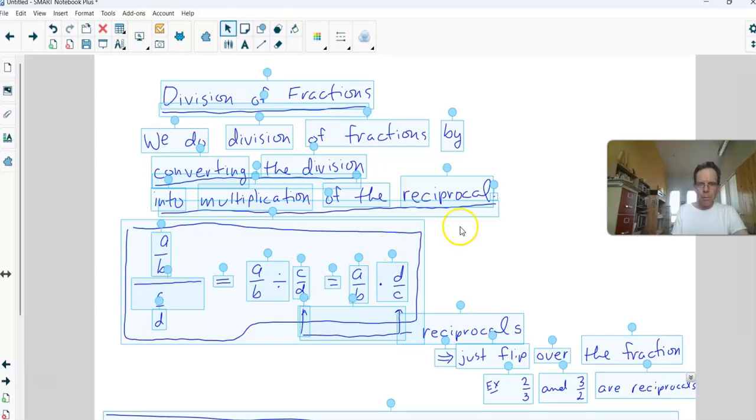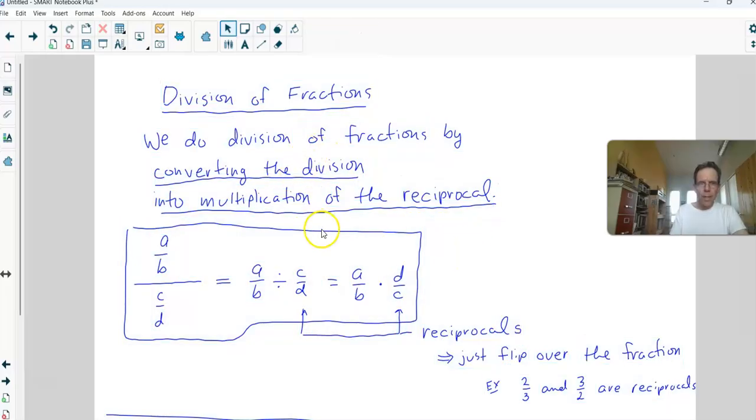You can see the multiplication symbol right here. But what's different? This second fraction is called the divisor. Can you see it's C over D when it's being divided? But when we convert to multiplication, we have flipped it over. We've gotten the reciprocal, as it's called, of that fraction. So instead of C over D, it becomes D over C. Then we multiply and we get the answer. So it's easy. We convert division to multiplication of the reciprocal.